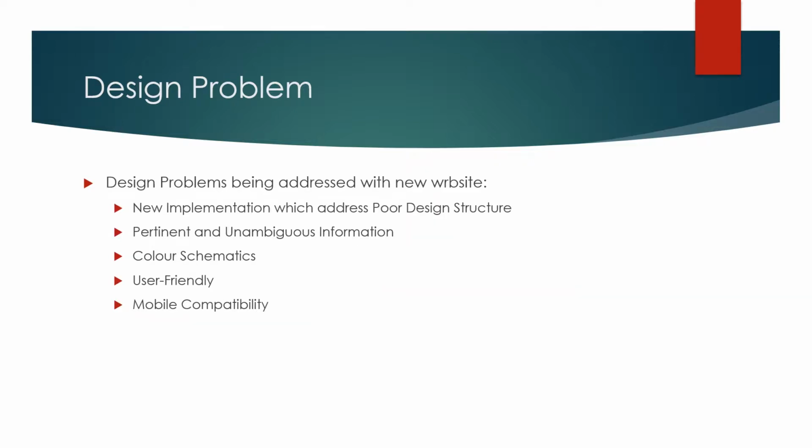To solve all the issues mentioned earlier, the new and developing UX website needs to have the following: a new implementation of the design structure, pertinent and unambiguous information, color schematics, user friendliness, and mobile compatibility, which can enable users to view the website on mobile phones as well as tablets.